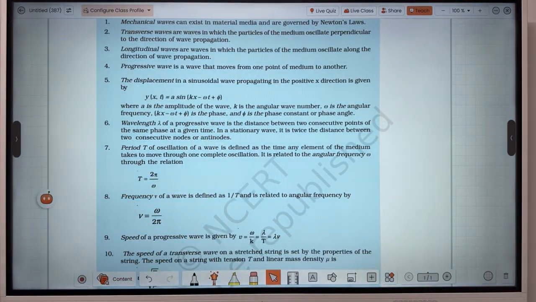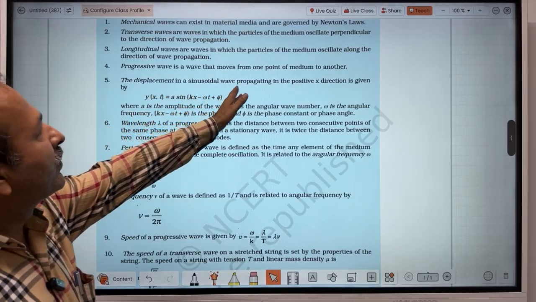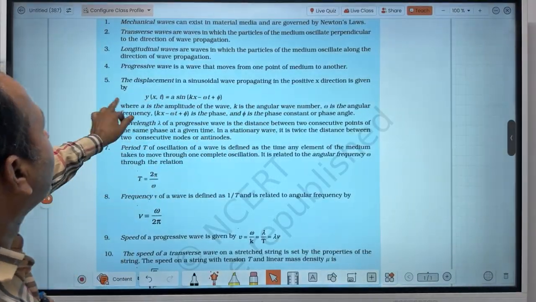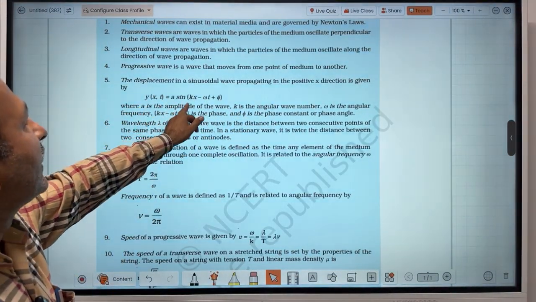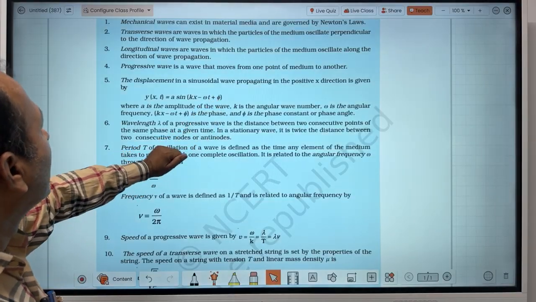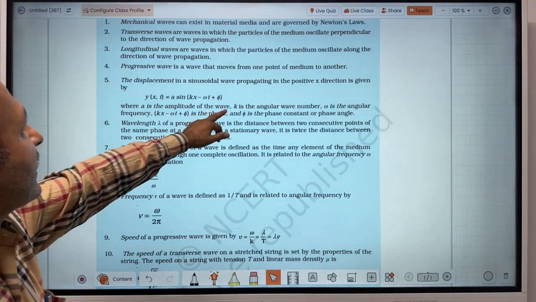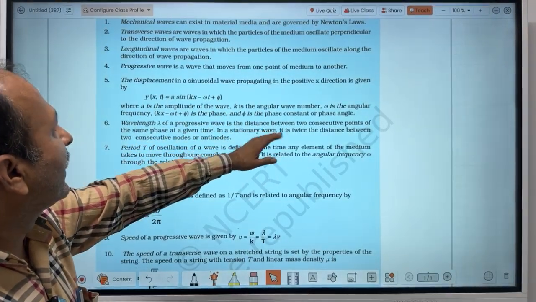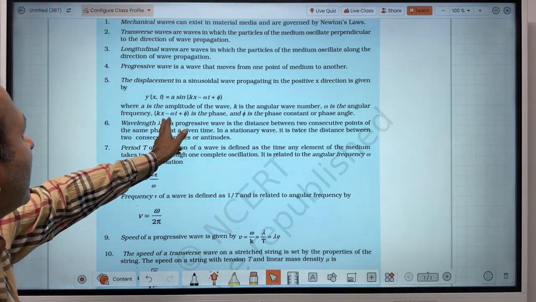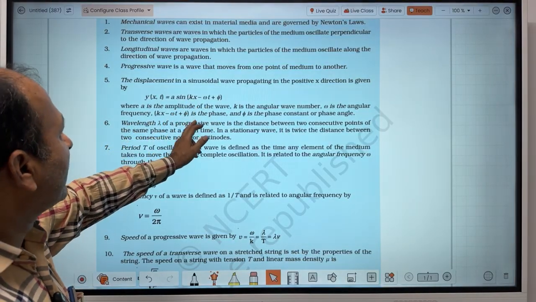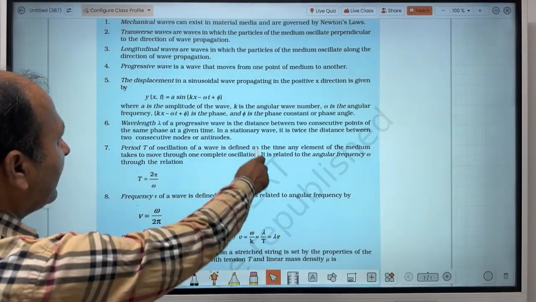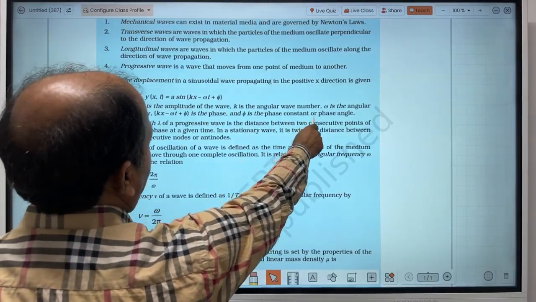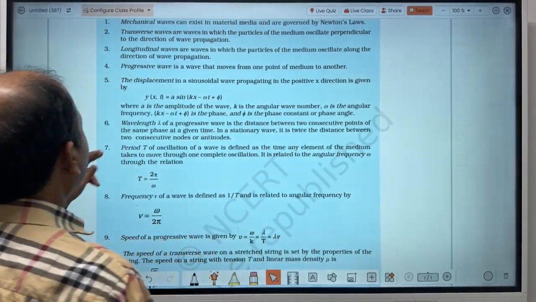Then comes the displacement in a sinusoidal wave propagating in the positive x direction, given by y(x,t) = a sin(kx − ωt + φ), where a is the amplitude, k is the propagation constant, ω is the angular frequency, and all of kx − ωt + φ is the phase. Here φ is the phase constant or phase angle.